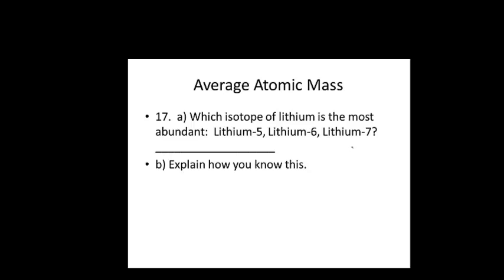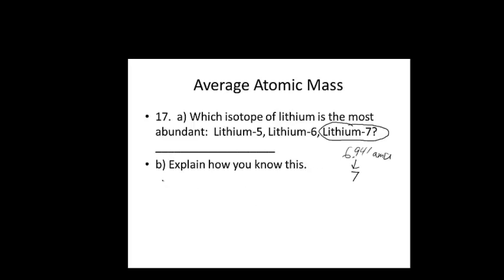So I'm going to write this down. The average atomic mass is 6.941 AMU. If you remember, our rule is to round to the closest whole number. So this is going to round to 7, and so the most abundant isotope is lithium 7.